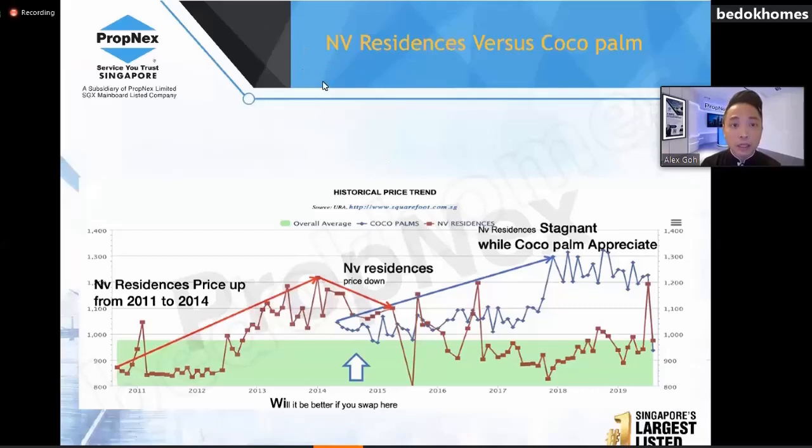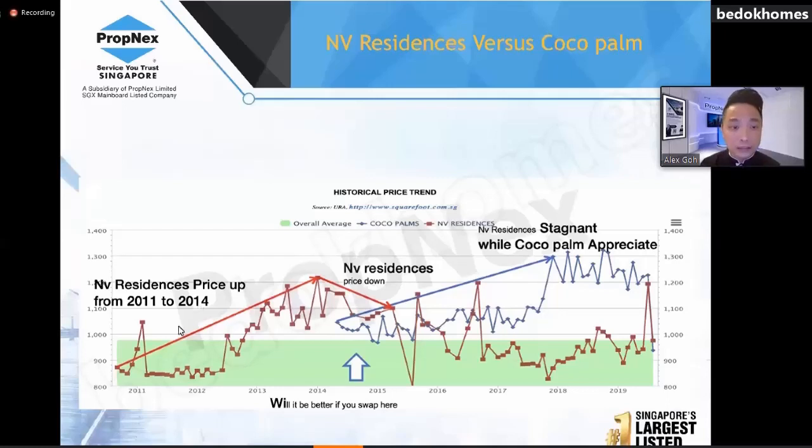Okay, so I'm going to continue here. This is another example I'm going to show you. This is the last example. Then I'm going to move on to how we select a unit within a certain development itself. All the examples I take are close by to each other. MV and Coco Palm are two condos that are right beside each other.